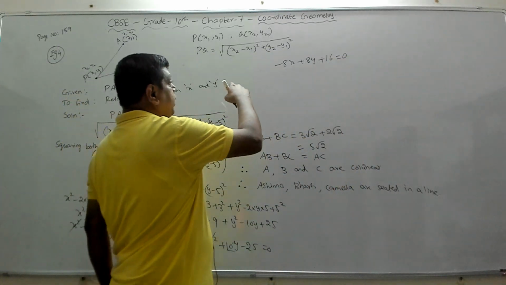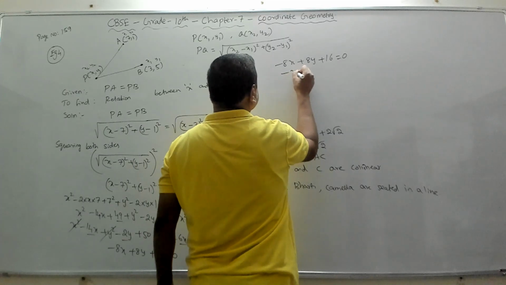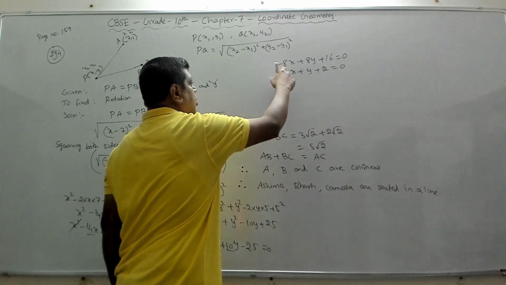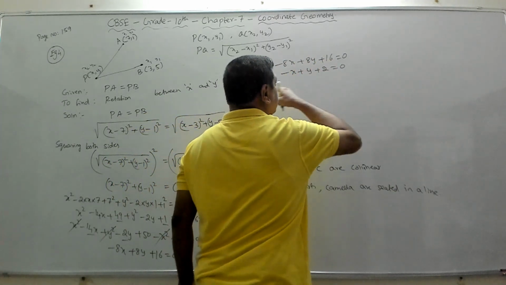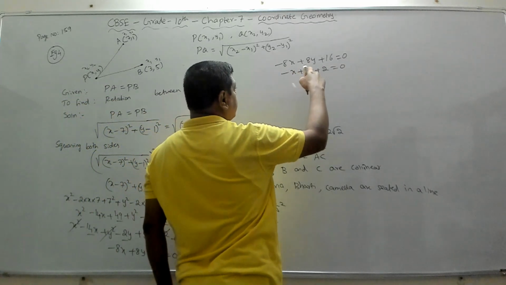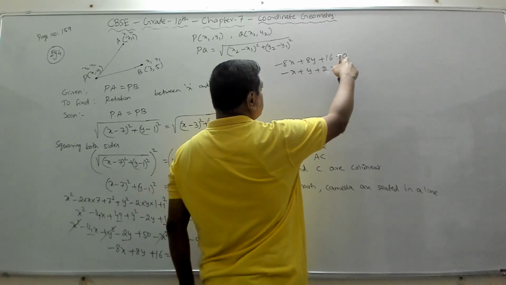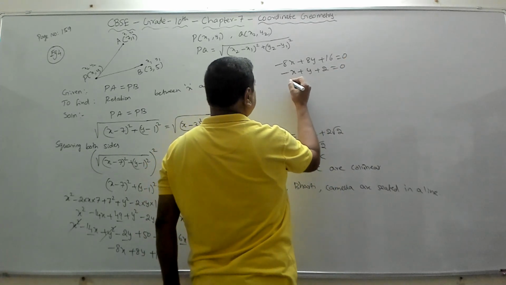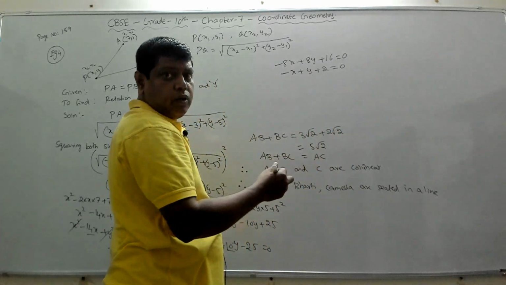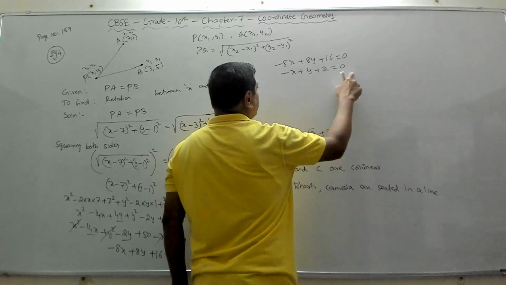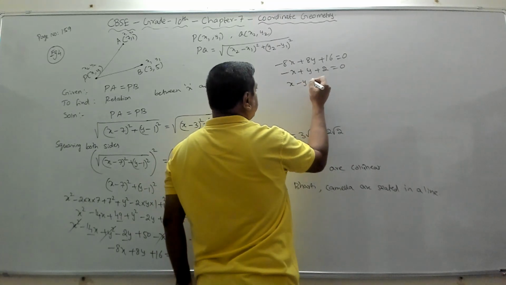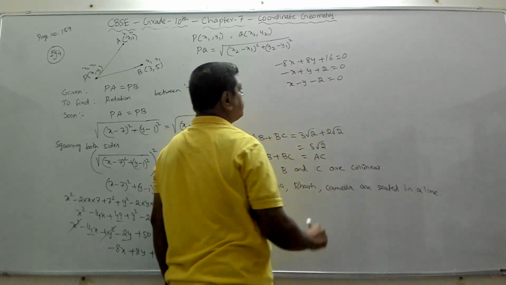Now I can cancel throughout by 8. If you cancel throughout by 8, I'll get minus x plus y plus 2 equal to 0. Which means every term is divided by 8. 8 is common in every term, so we can cancel throughout by 8. 8 by 8 will become 1, 8 by 8 will become again 1y, 16 by 8 is 2, and 0 by 8 is 0. Now we can change the sign also, we'll try to keep the x as positive. Change the sign throughout. So minus x will become plus x, plus y will become minus y, plus 2 will become minus 2 equal to 0.